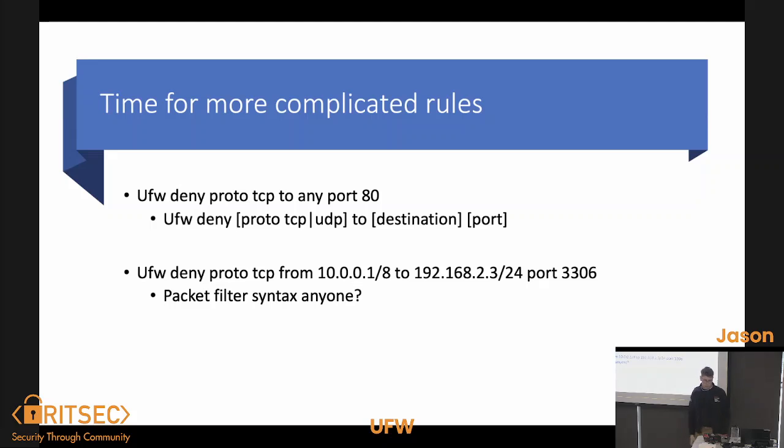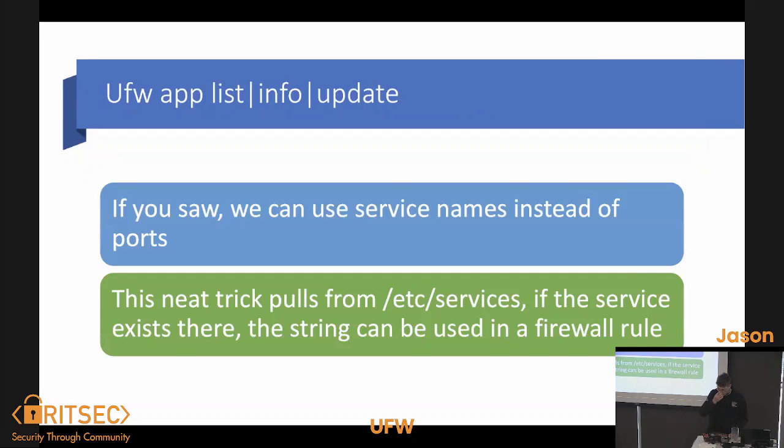and it's wonderful. This is the same syntax that packet filter uses. So if you're writing packet filter rules on a pfSense router or an OPNsense router, anything like BSD, it's the same syntax. So that's pretty cool. If you saw, you could use service names instead of ports. So we can use ufw app list to get a list of all possible service names that we can use, or you just check out /etc/services, and it's all the same information.